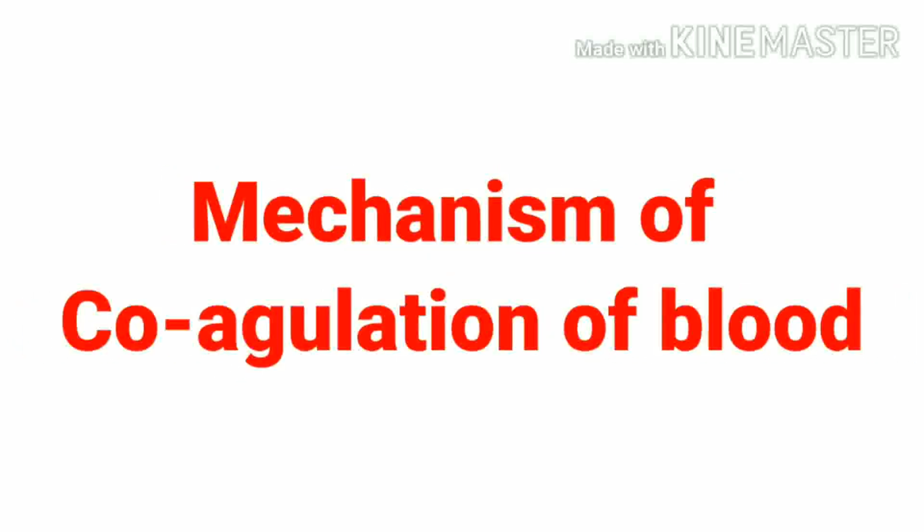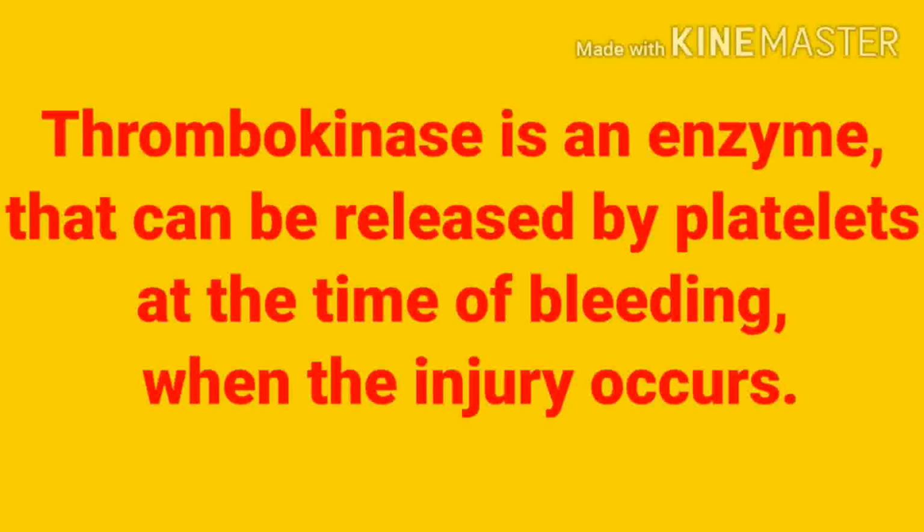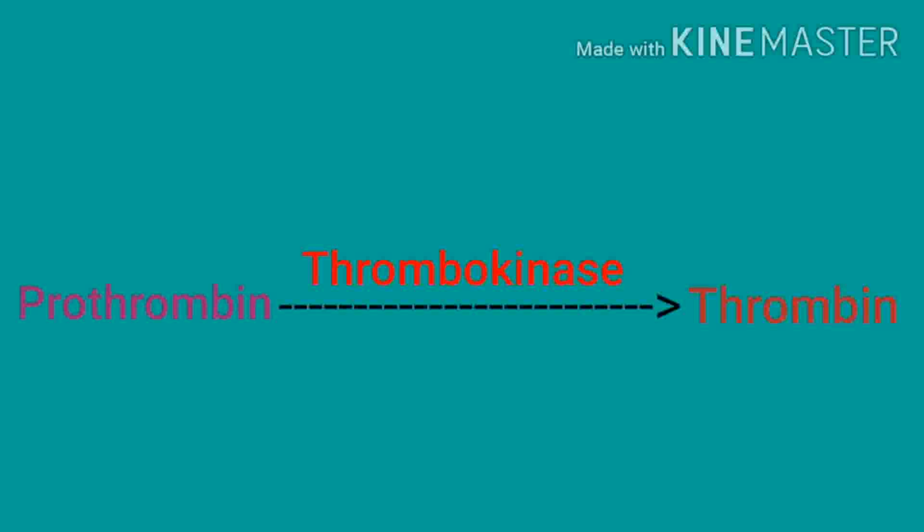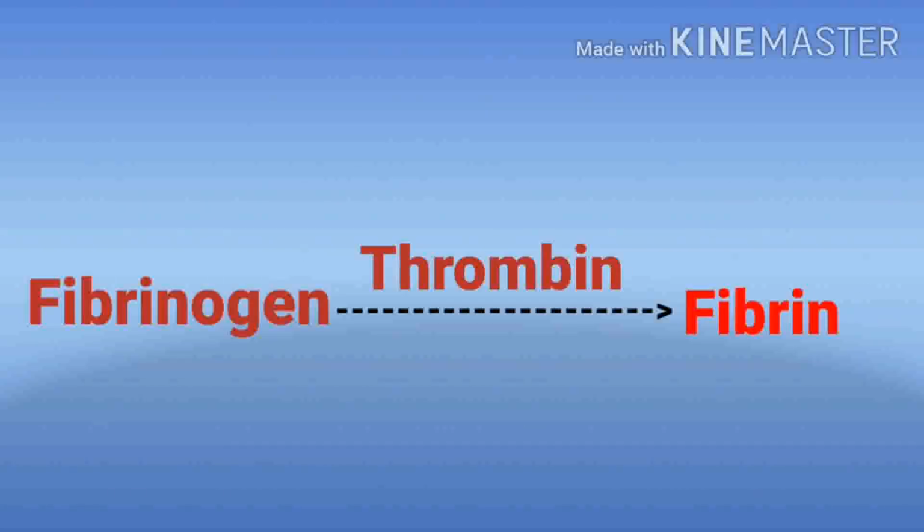Let us learn about the mechanism of coagulation of the blood. When the blood flows out through the injury, the platelets release an enzyme called thrombokinase. This enzyme is only released when a person meets with an injury. Another substance, prothrombin, is present in the blood. Now thrombokinase acts on the prothrombin and prothrombin is converted into thrombin.